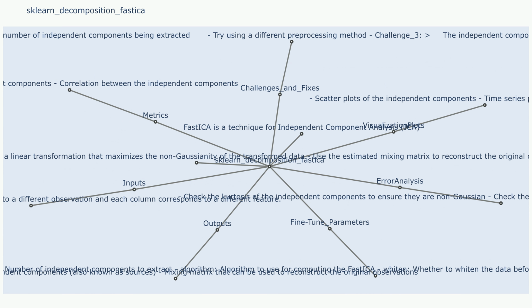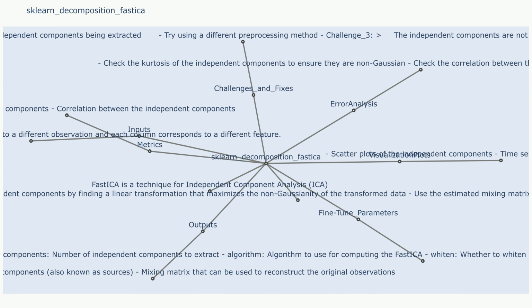Fixes to challenge 1. One way to address this problem is to pre-process the data by using a method such as principal component analysis (PCA) to reduce the dimensionality of the data and remove correlation between the features. Another option is to use a different ICA algorithm that is more robust to correlated data.